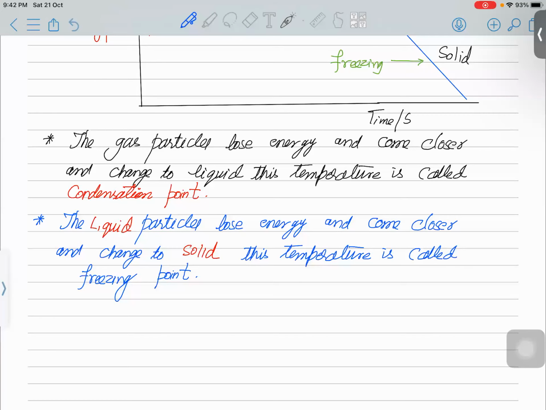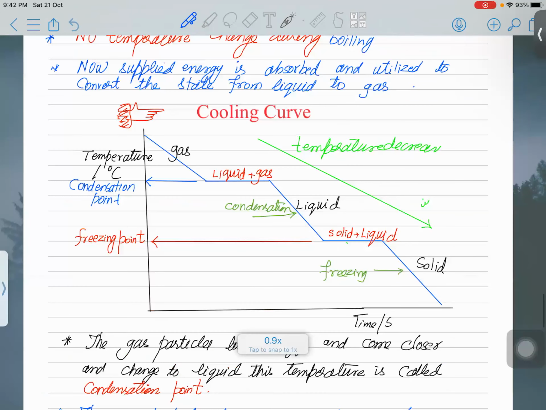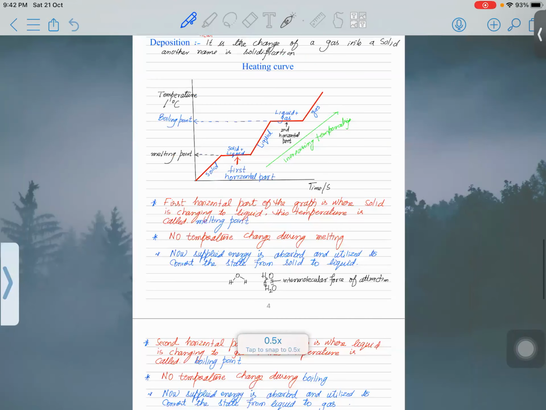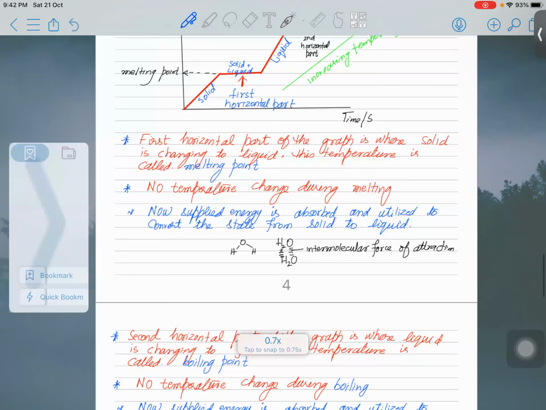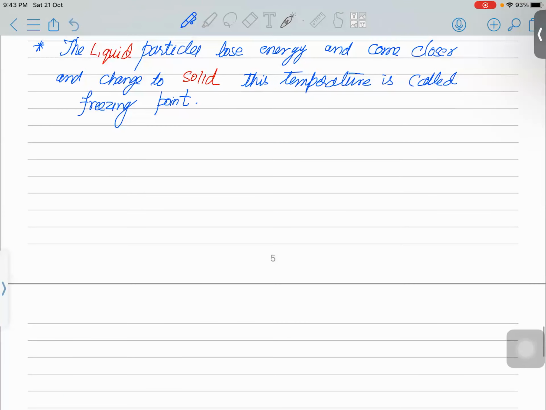Any question regarding heating curve and cooling curve? Any question? Beta, do you have any question? No, sir. Okay. Now, after the completion of the chapter, I will share the PDF of these notes, right?